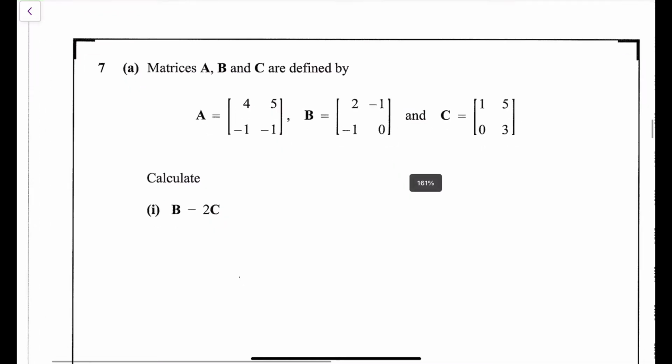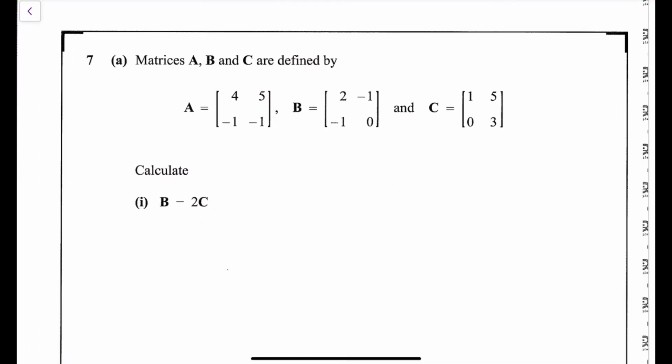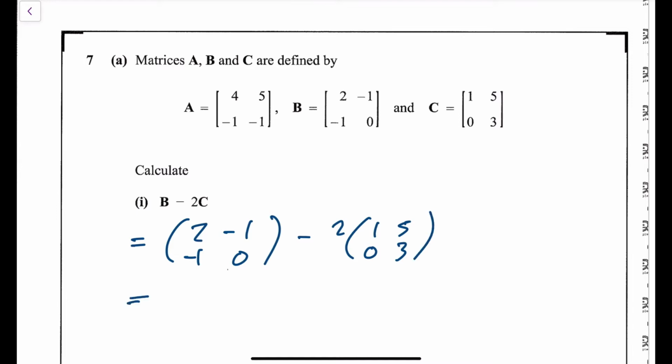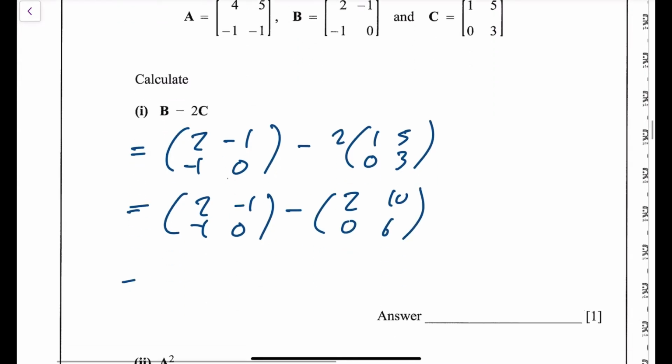Okay, right, matrices again. It says the matrices A, B, C are defined as follows. Calculate B minus 2C. So you're doing 2, minus 1, minus 1, 0, minus 2 times the 1, 5, 0, 3. So that's going to be 2, minus 1, minus 1, 0, minus 2, 10, 0, 6. And if you fire that in, 2 minus 2 is 0, minus 1 minus 10 is minus 11, minus 1 minus 0 is minus 1, 0 minus 6 is minus 6. And that is all it is, 1 mark.